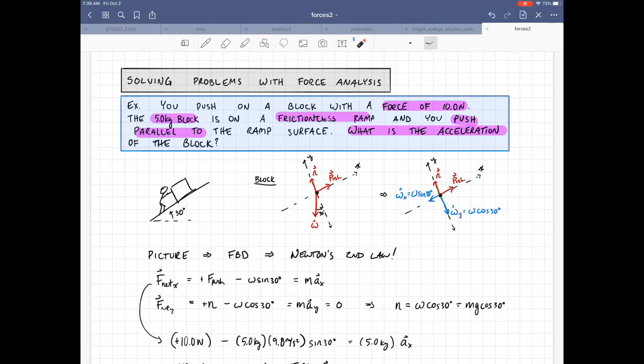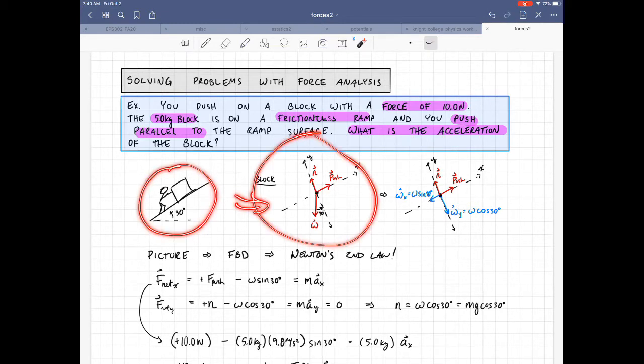And so here's my picture and the first step in force analysis problems. The reason we know this is a force analysis problem is because we're asked what the acceleration is. To figure out acceleration, we're going to need to leverage Newton's second law, right? We need to find the net force. And before we can find the net force, we want to draw a free body diagram.